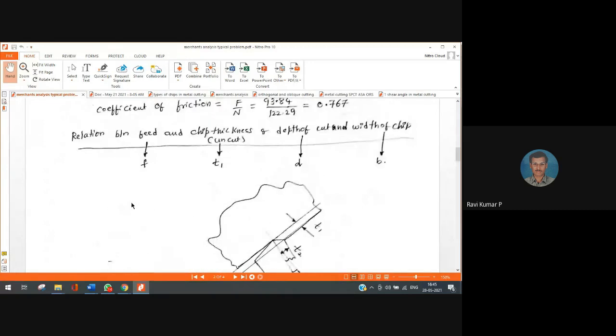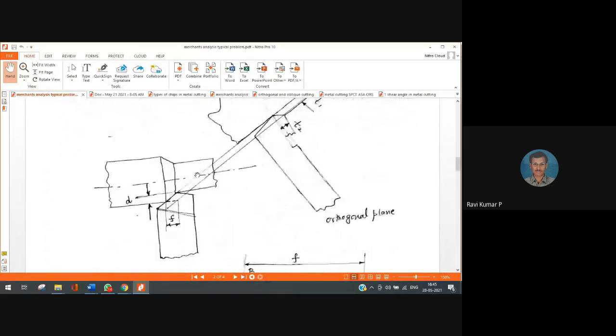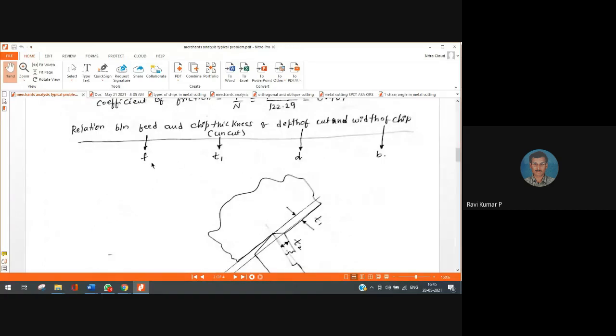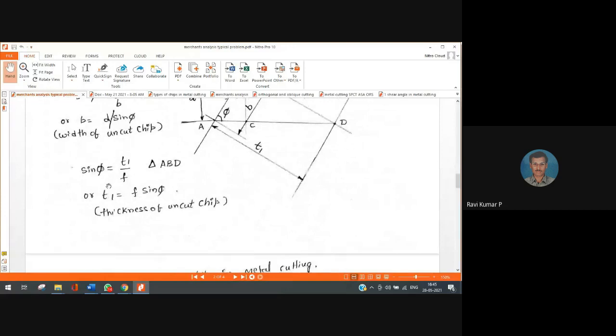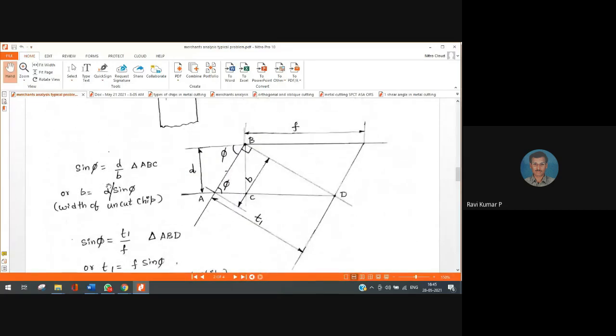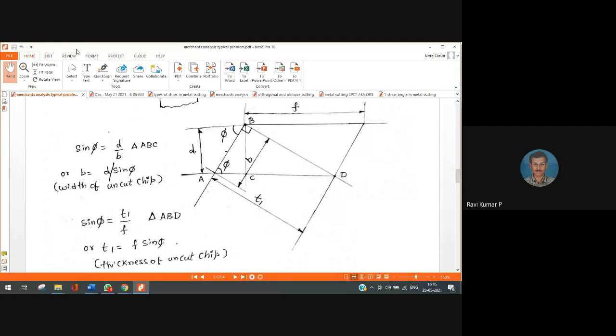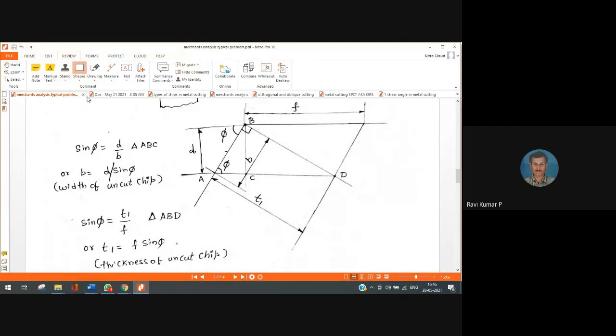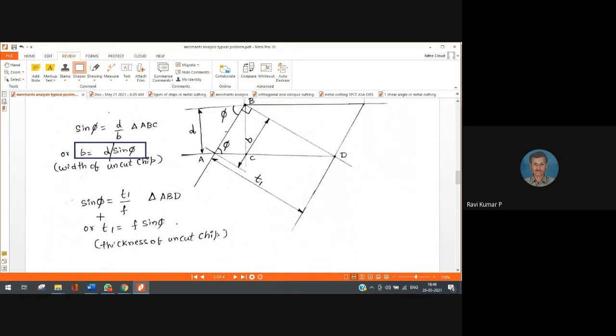Another thing I tried to obtain is the relation between feed and chip thickness. Look, feed is related to chip thickness. Depth of cut is related to width of cut. You can find that my derivation has resulted in the formula B is equal to D by sin phi. That is, the width of the chip is equal to depth of cut divided by sin phi. Likewise, my chip thickness before cutting is connected to feed F. T1 is equal to F sin phi.